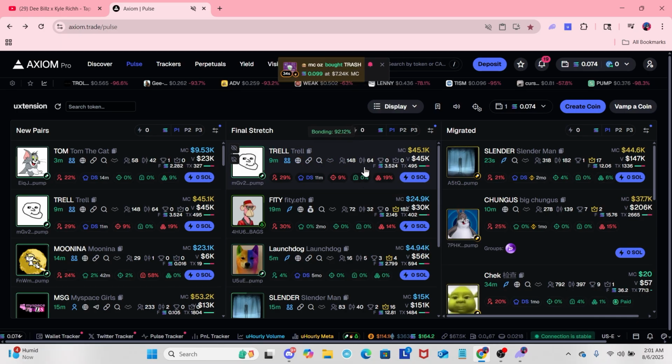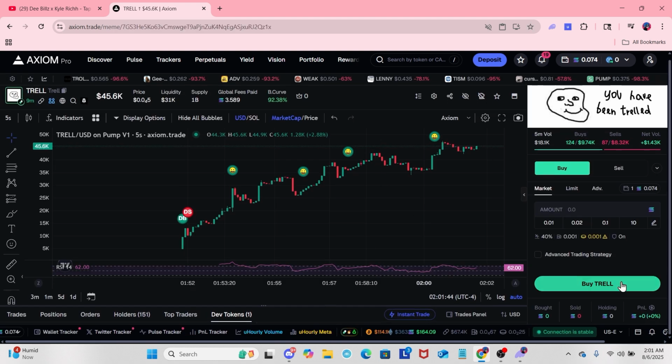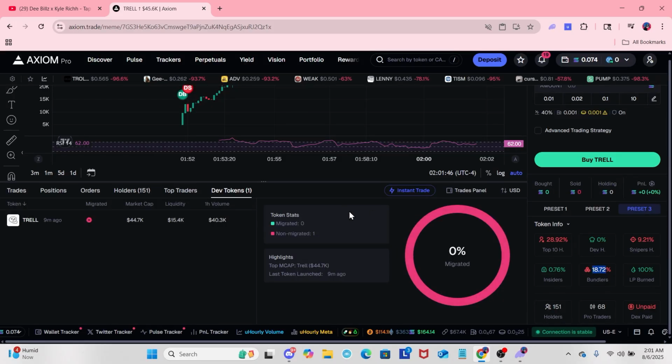Now you don't always want to run off this information right here. This information is not always the best information. You don't want to just look at it and be like, oh, low bundlers, alright, let me hop in. Because sometimes when you click on it and you look, alright, bundlers 18%, not bad, right?